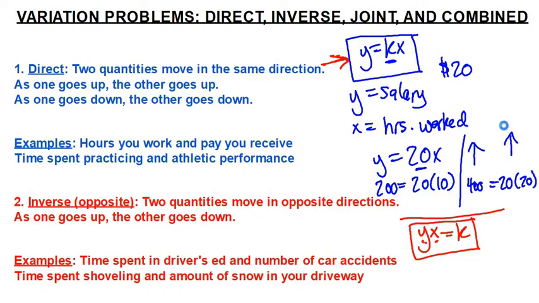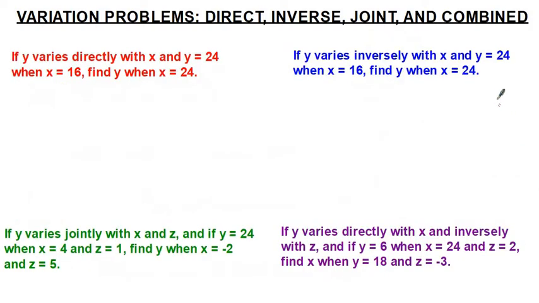All right, so there are four basic examples I want to show you, one of each: direct, inverse, joint, and combined. And joint and combined are just variations or expansions on the first two. So this one says if y varies directly with x. So right away we know that we're going to be using this equation. This is the equation for direct variation.